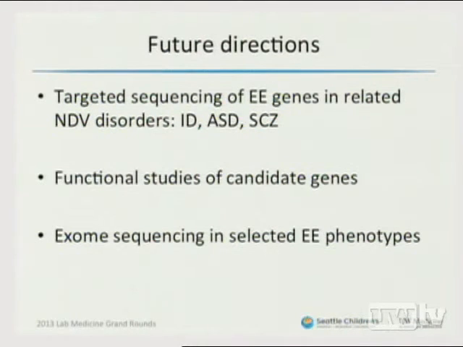So our plan is to expand this type of targeted sequencing study to look at some of those other phenotypes for our favorite mutations in our favorite genes. We're looking into doing functional studies of CHD2, for example, trying to figure out what its targets are. If it's a chromatin binding gene, what's it turning on and off? And then we're continuing with exome studies in select interesting epileptic encephalopathy phenotypes as well.